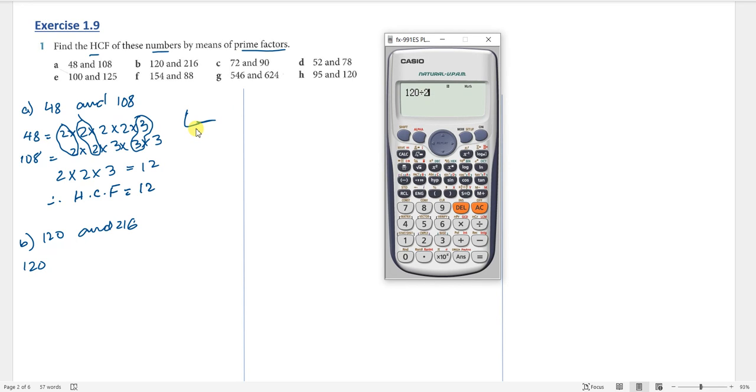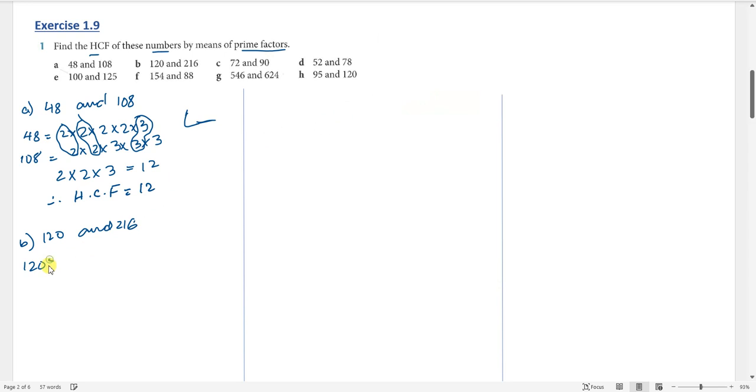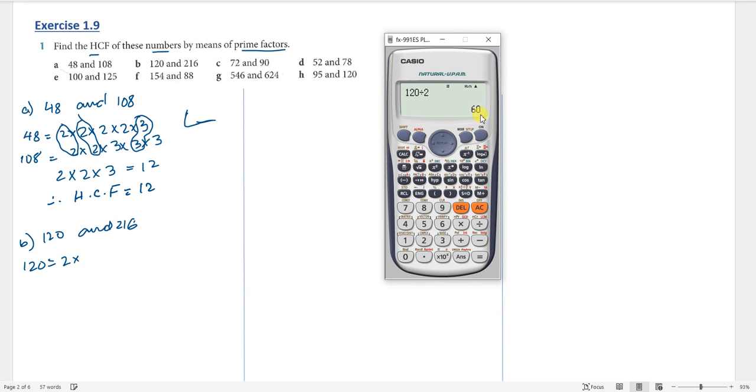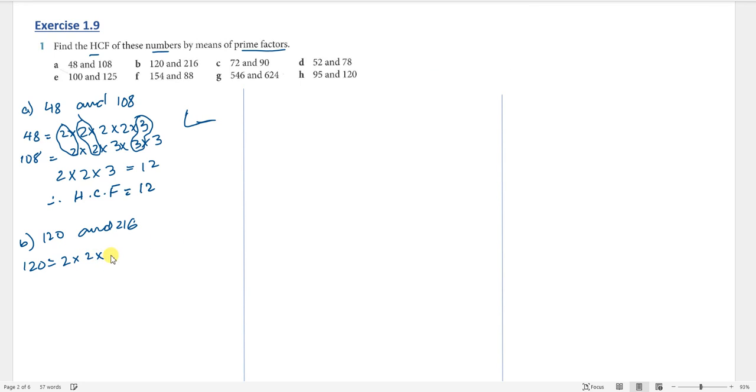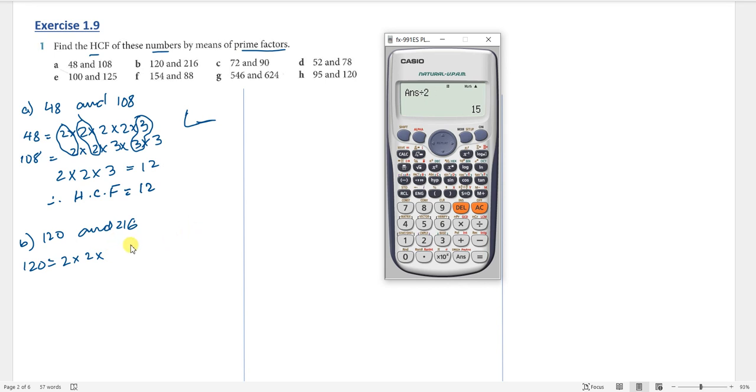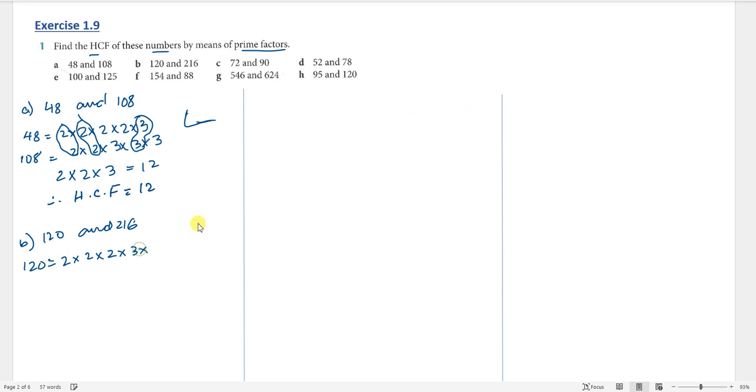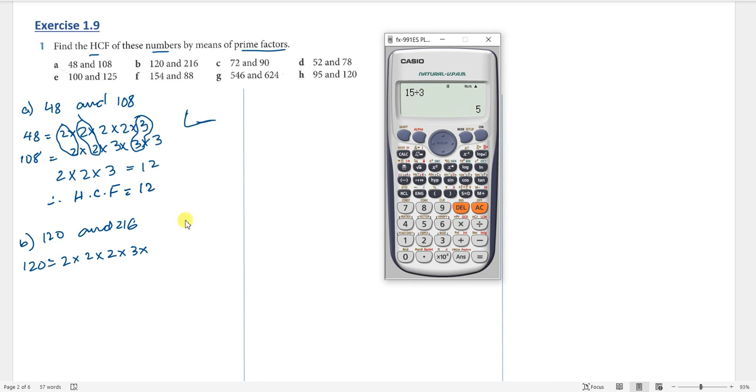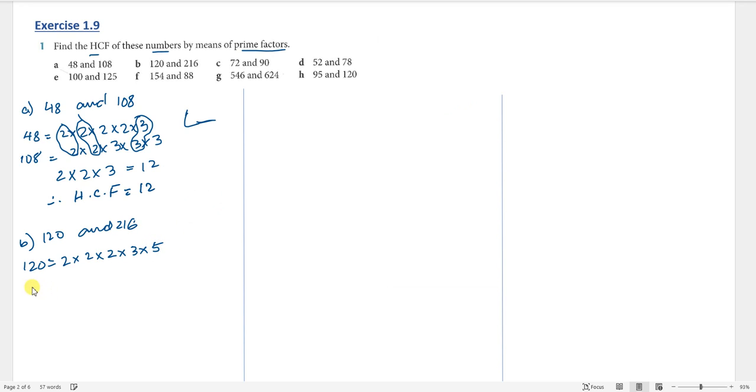First we write divide by 2. Every time we have to write the divisor. So we get 2 first, and this is 60. 60 can be divided by 2, so we write 2 again. 30 can be divided by 2, so we write 2 again. Now it's 15. 15 can be divided by 3, so we have 3, and the answer is 5. 5 is a prime number, so we cannot divide it any further. So we write 5. That's one easy trick to skip working and also save time, especially during examinations.